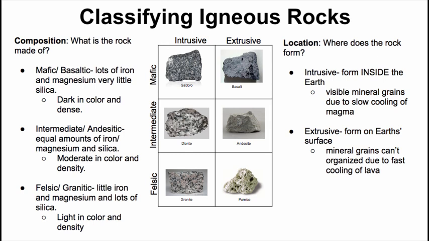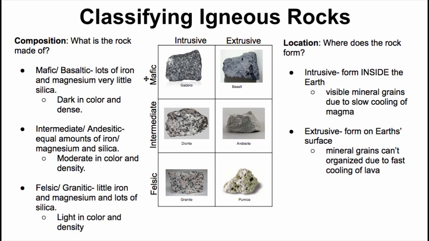So if we look at these pictures over here, we can see, if we follow this intrusive column down, that there are different colors that we can visualize within each rock. Like I can see dark and I can see light colors in all of them. So those would be intrusive rocks as a category. These ones all look very uniform as one color. They form very quickly. There's not a lot of different colors in them. So those would be all extrusive.